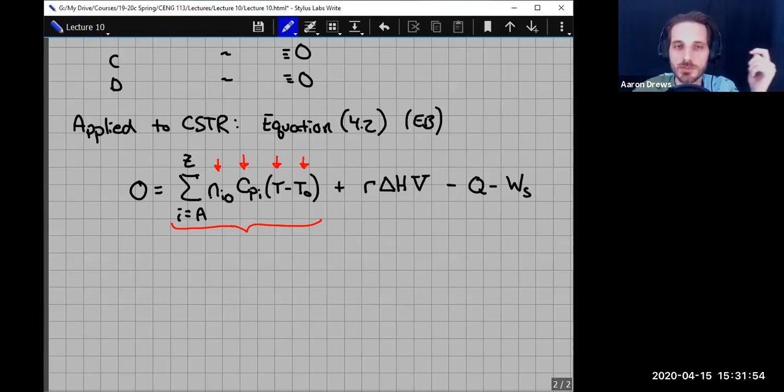And so also notice that the only one that's being counted here is the inlet moles. And so what this term means conceptually is this is the amount of energy to heat the inlet species up to the reactor temperature.